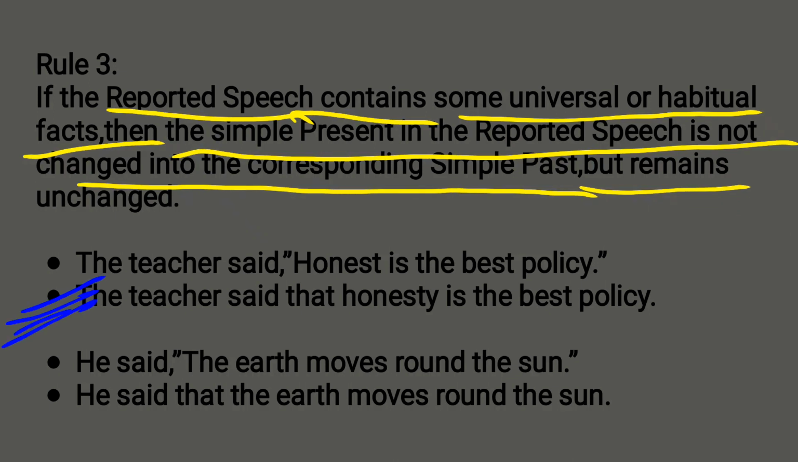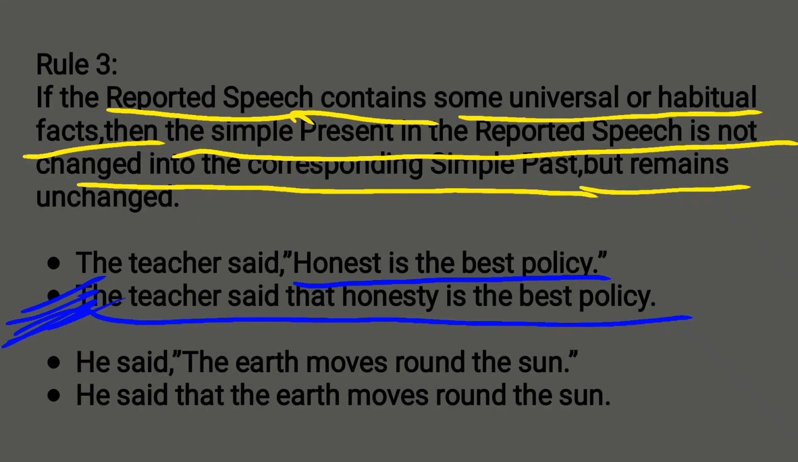This is the indirect speech of the above sentence. The teacher said honesty is the best policy. What you need to do is, although the reporting verb is in past tense, the reported speech is a universal truth. So you need not change the verb of that reported speech. The teacher said that honesty is the best policy. You just write in this way.